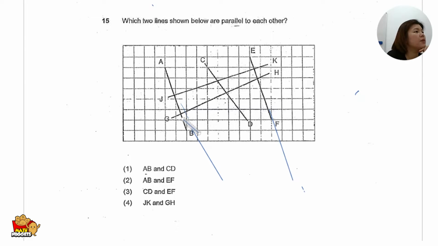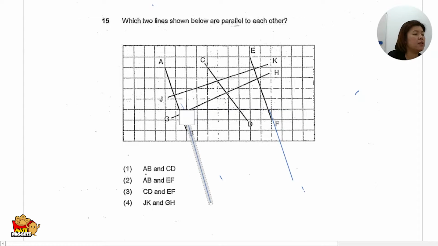This one, the line will never meet here. Okay, let me erase here. Because they are parallel, if you extend the line, you will realize that the lines will not meet one another if I go forward.